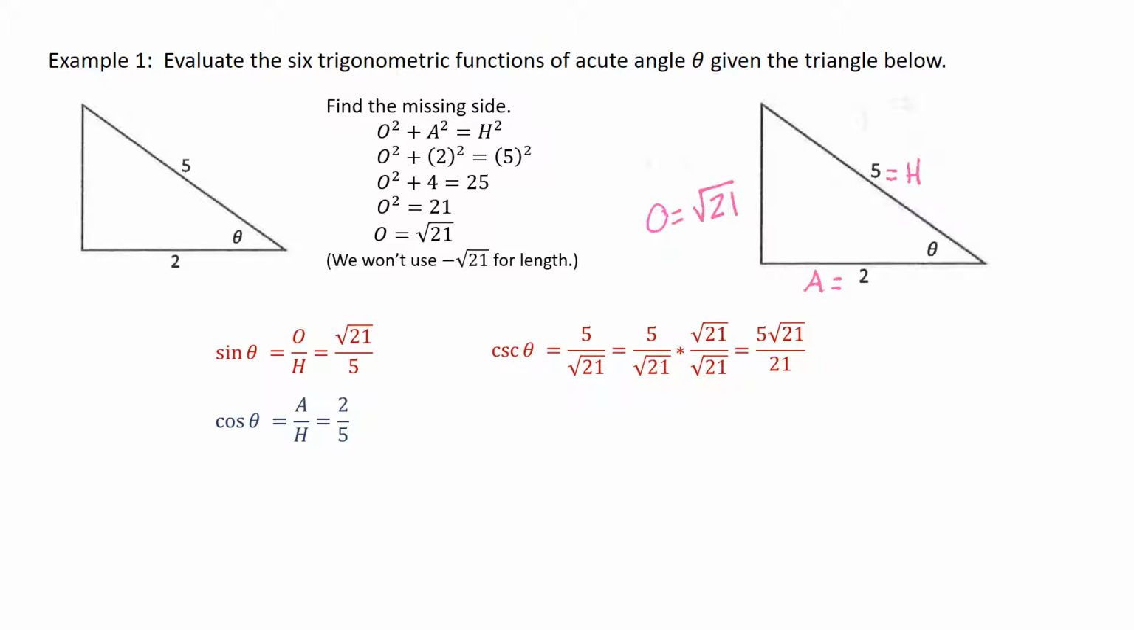Cosine theta is adjacent over hypotenuse. The adjacent side of this particular triangle with that theta in the lower corner is 2. The hypotenuse is 5. So cosine theta is 2 over 5, which means its reciprocal function, secant theta, is 5 over 2.